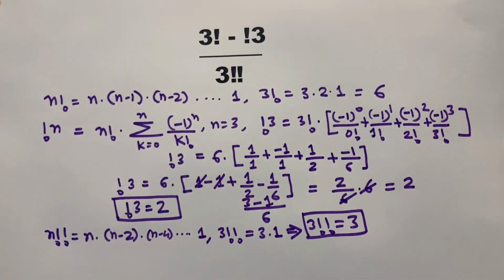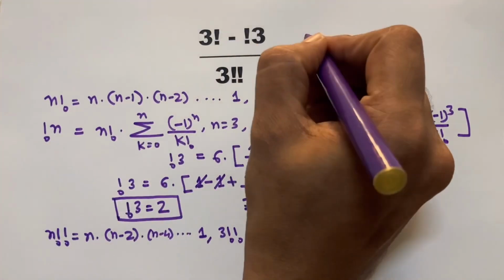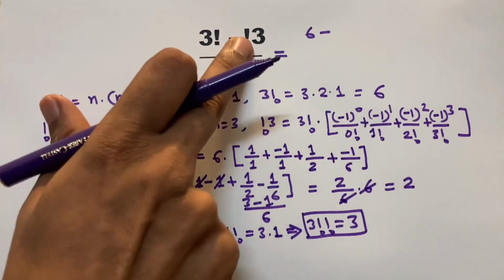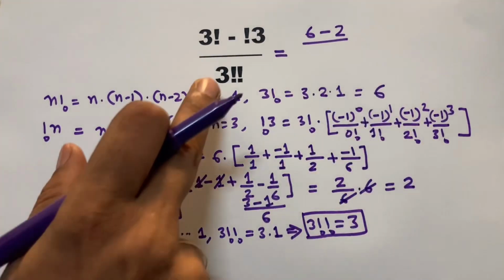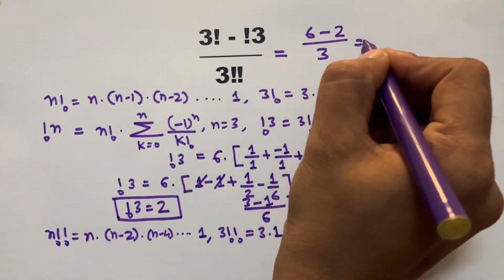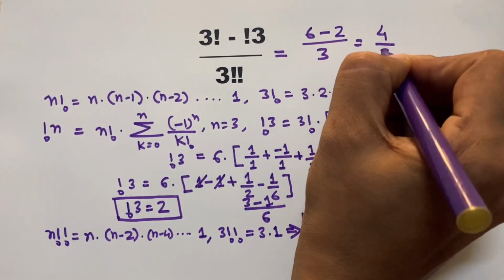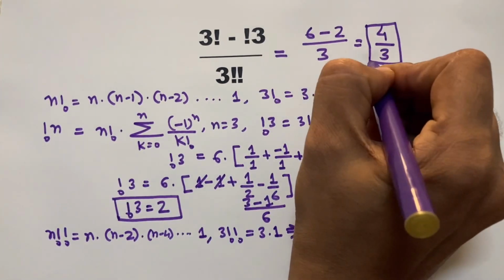So our main problem simplifies to 3 factorial, which is 6, minus subfactorial of 3, which is 2, divided by 3 double factorial, which is 3. 6 minus 2 is 4, divided by 3. So 4 by 3 is our answer for this problem.